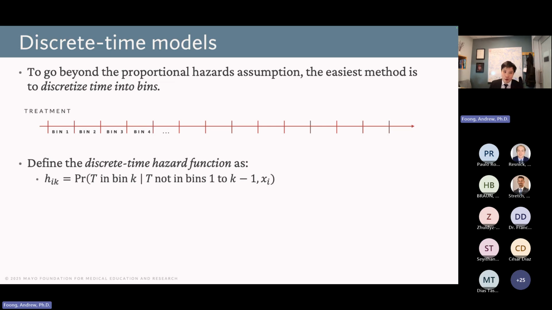Now we have the discrete time hazard function, which is just the probability that the event of interest occurs in the kth bin, conditional on the fact that it didn't occur in bins 1 to k minus 1, and conditional on the covariates. If you remind yourself of the definition of the continuous time hazard function, this is exactly the analogous quantity, but now it is discretized, and in many ways is much easier to work with.